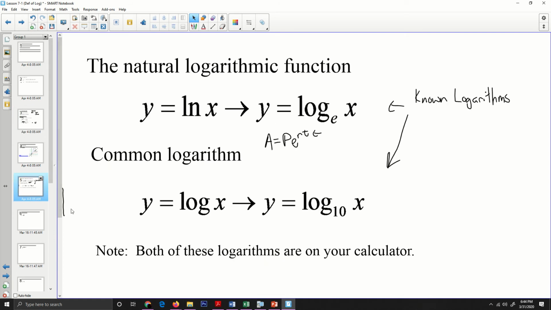Now, the reason that we have the common logarithm, log base 10, is because that is what our number system is based on. We have a base 10 number system. Every time you move over a place in a number, you move up or down by a power of 10. And so they're known because they're on your calculator.